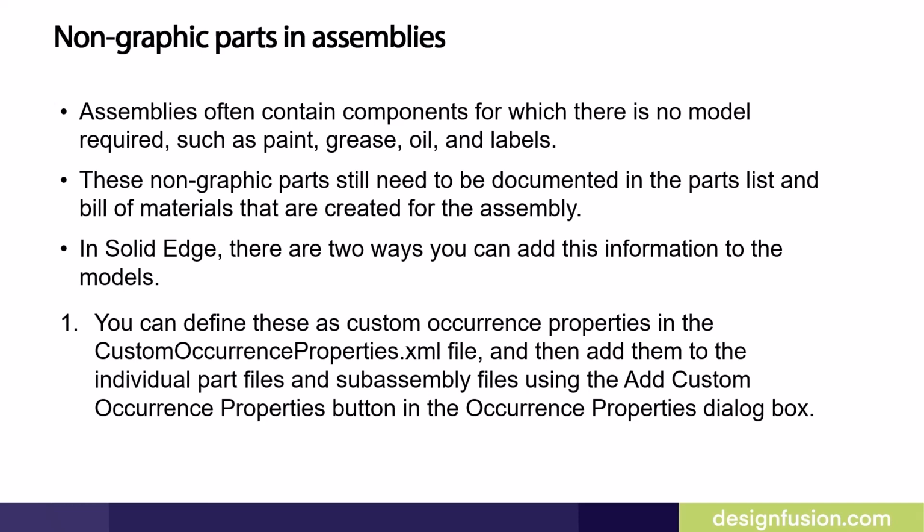The first method is to define these as custom occurrence properties in the custom occurrence properties.xml file. You then add them to the individual part files and subassembly files using the Add Custom Occurrence Properties button found in the Occurrence Properties dialog box.